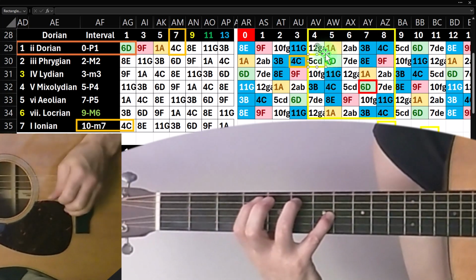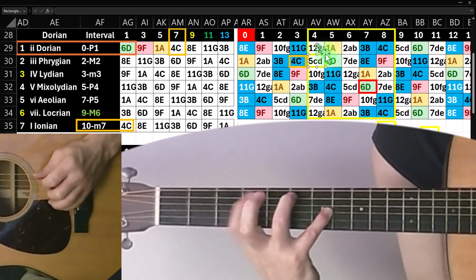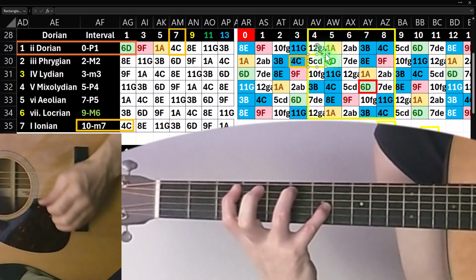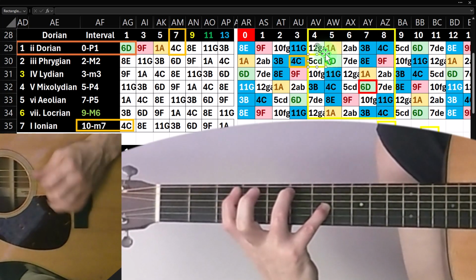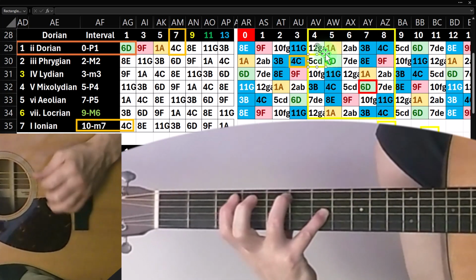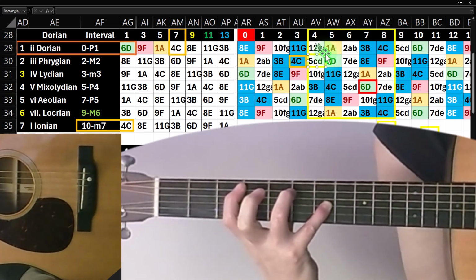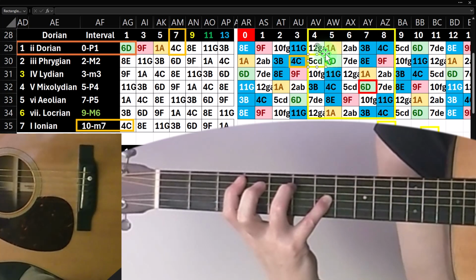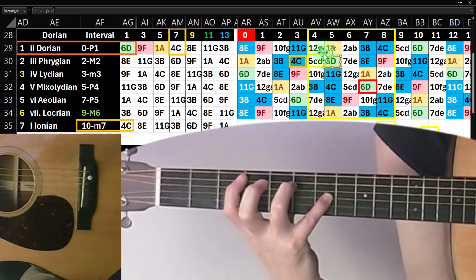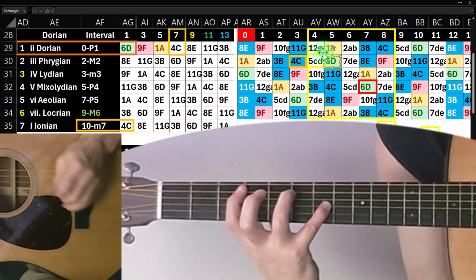So I can try to play, and I could lead up to another root, which of course is that D right here. So I could kind of lead that.